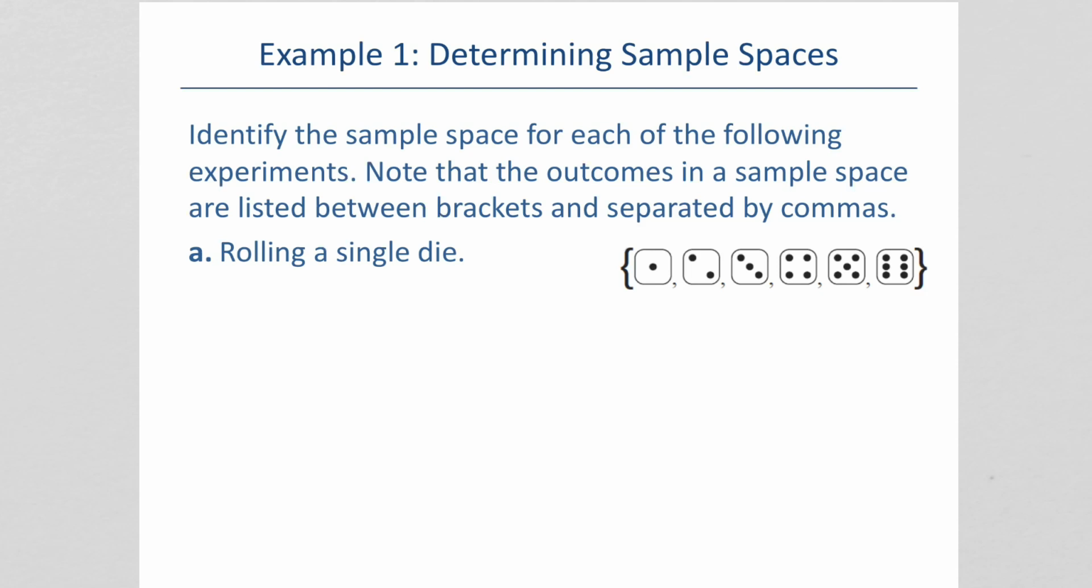Example 1 says, identify the sample space for each of the following experiments. Notice that the outcomes in a sample space are listed between brackets and separated by commas. Rolling a single die: the sample space would be the set of all possible outcomes for the die. One with a 1 on the side, one with 2, 3, 4, 5, and 6.